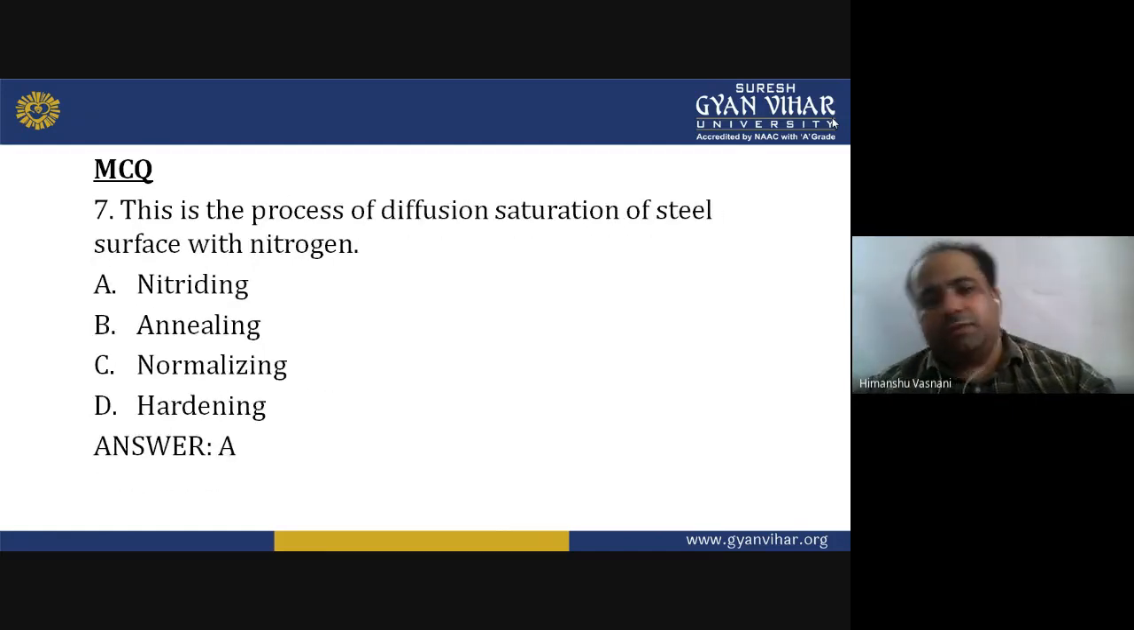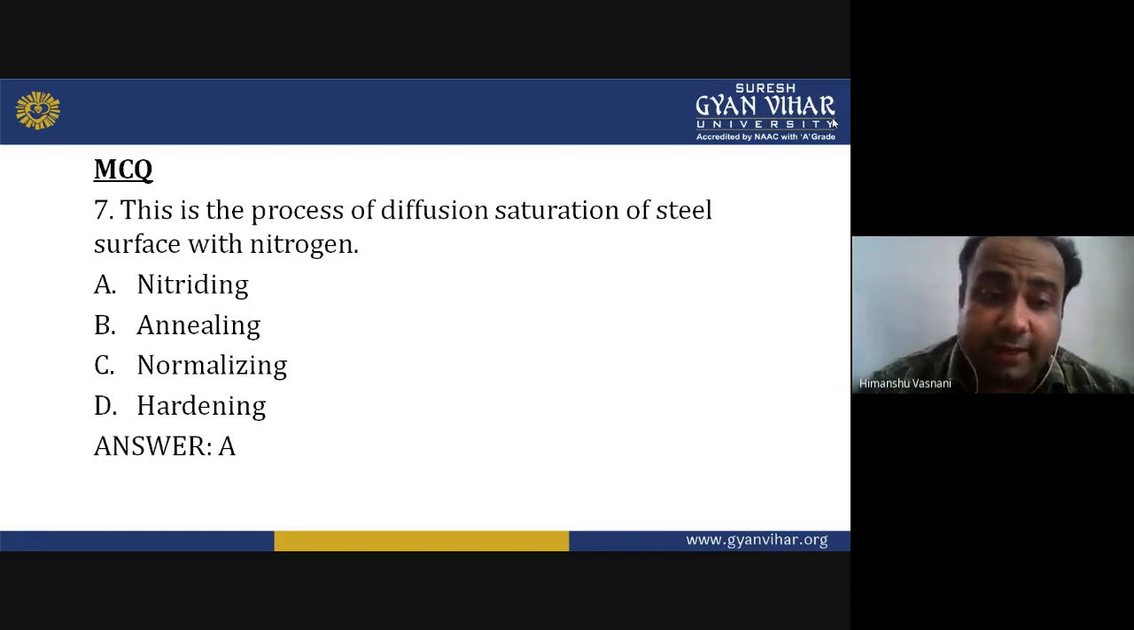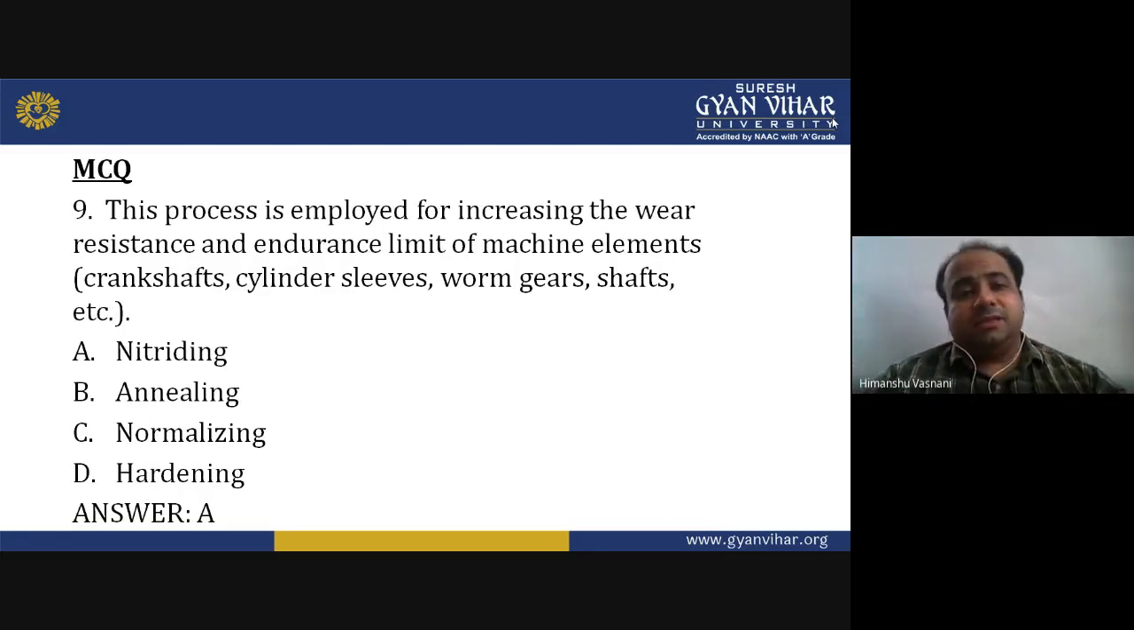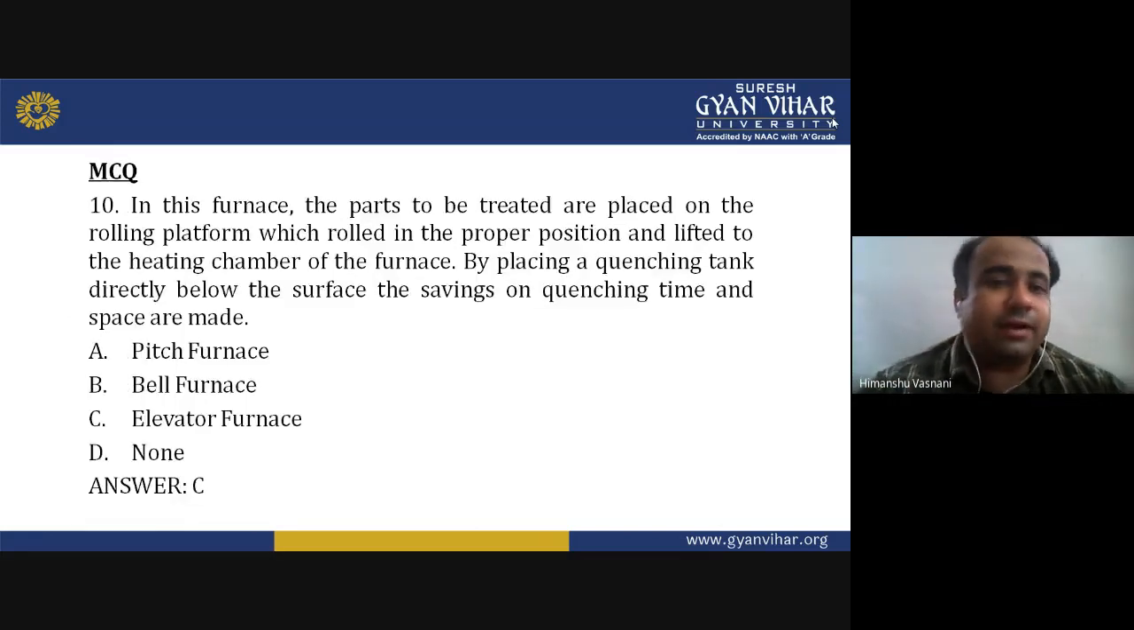This is the process of diffusion saturation of the steel surface with nitrogen. What do we call it? We call it nitriding. In this process, the component is heated in a mixture of ammonia and hydrogen, so the nitrogen diffuses into the surface layers and hard nitride compounds are formed. This process is employed for increasing the wear resistance and endurance limit of machine elements such as crankshafts, sleeves, worms, gears, shafts, etc. This process is called nitriding.